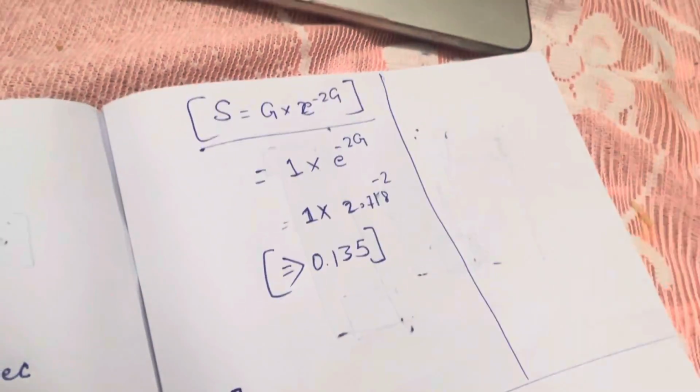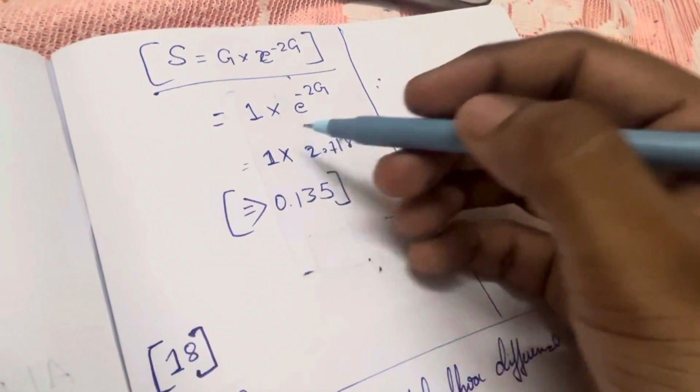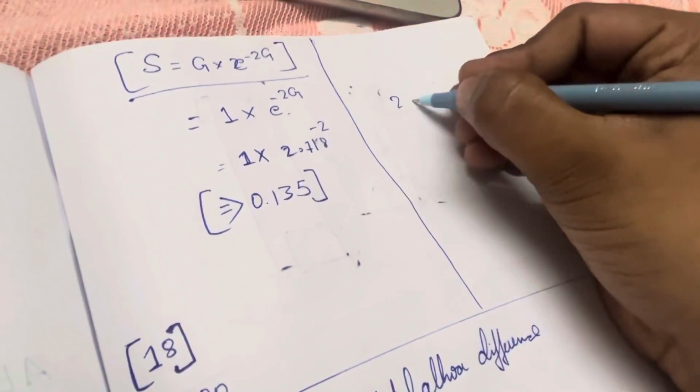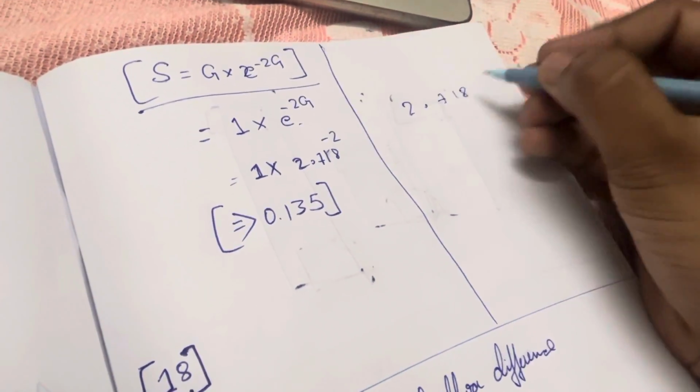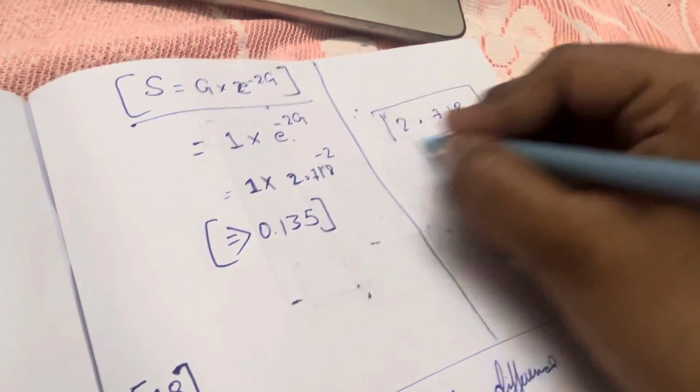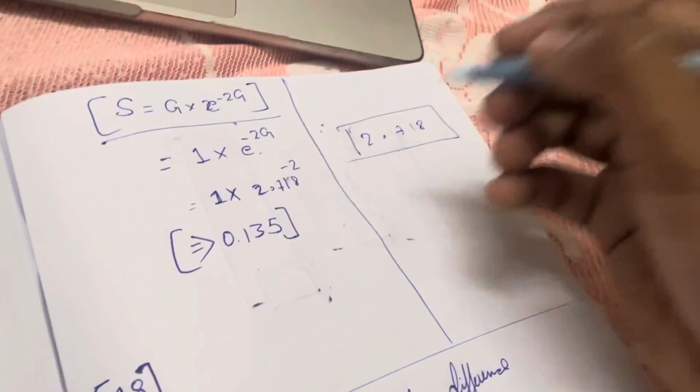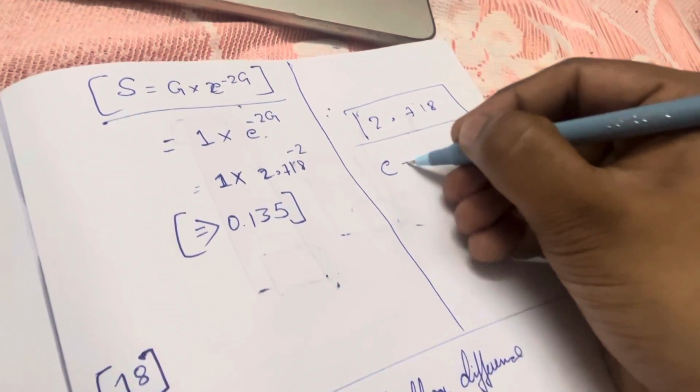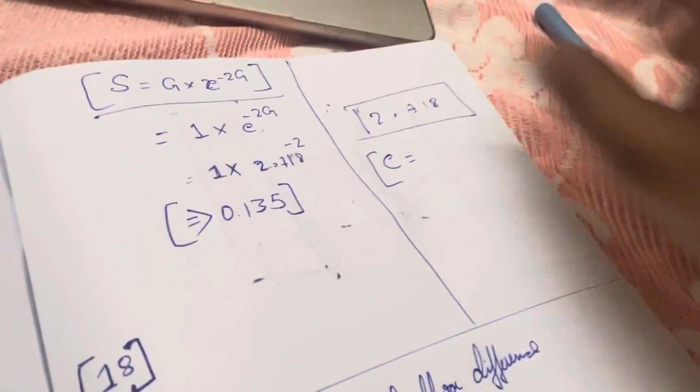So by substituting G, we know 1, and E is 2.718. So we have to keep in mind the value of E. E is a constant value. We can see it in your calculator also if you want. If you want, I'll show you in the calculator.